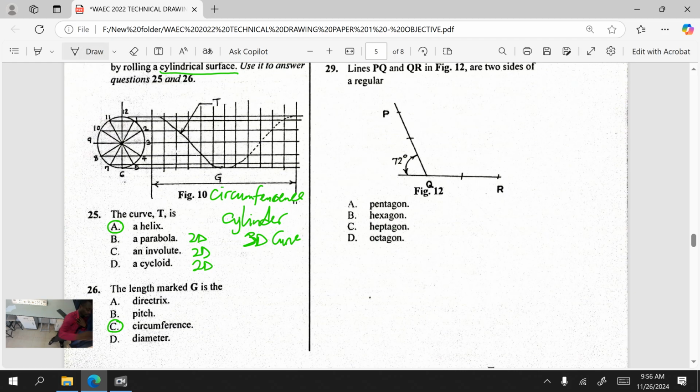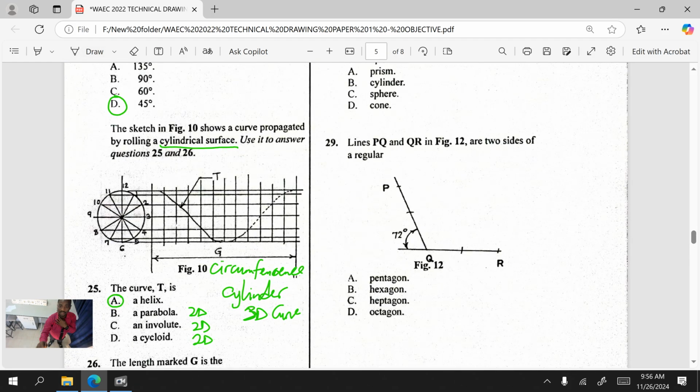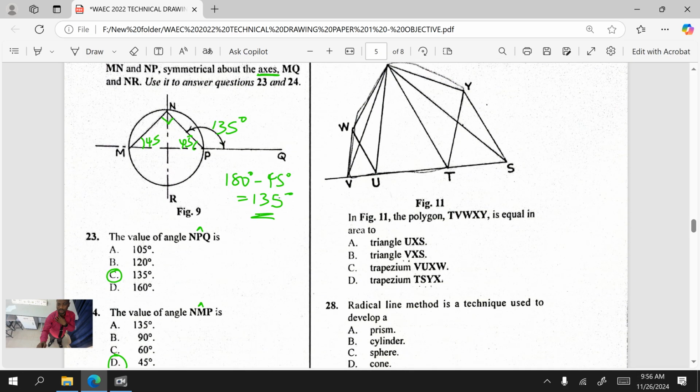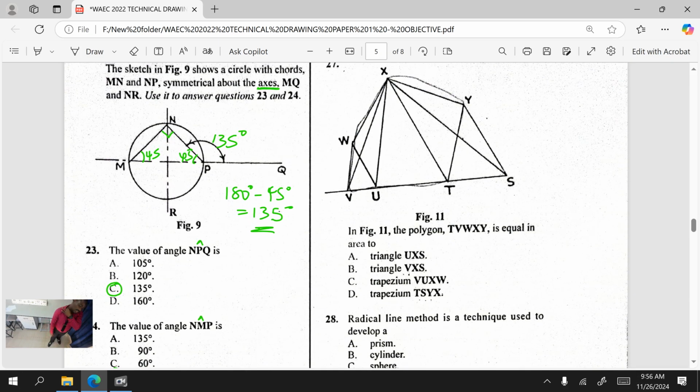Do you get it now? So we'll move to question 27. This question is on equal areas of similar figures. Equal areas of similar figures. So let's look at the question. Figure 11.